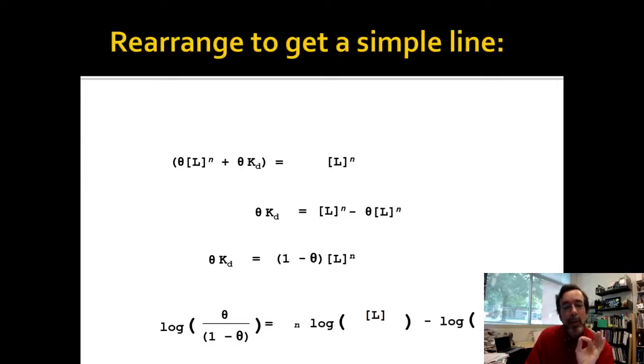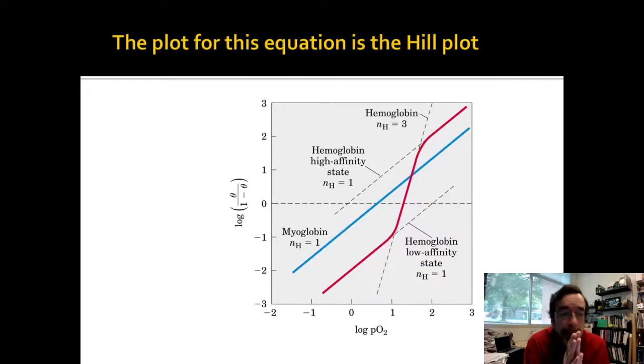The slope, this is now y equals mx plus b. Y is log of theta over 1 minus theta. The slope is n. Log of L is the x. And minus log of the kd is the intercept. So that means I can do a plot of that weird thing, log of theta over 1 minus theta, on the y-axis, and I do a log of the ligand concentration on the x-axis. And just remember, for globins binding oxygen, you can express it as a PO2 as well as expressing it as a molarity.